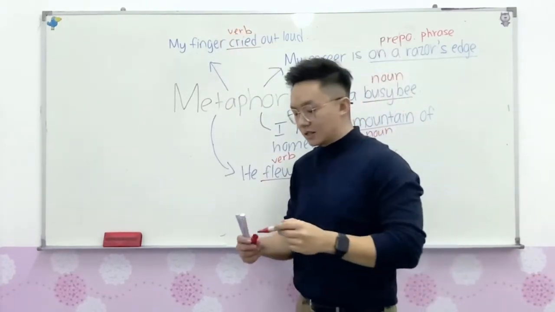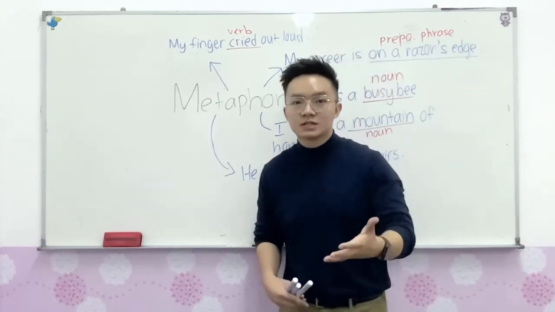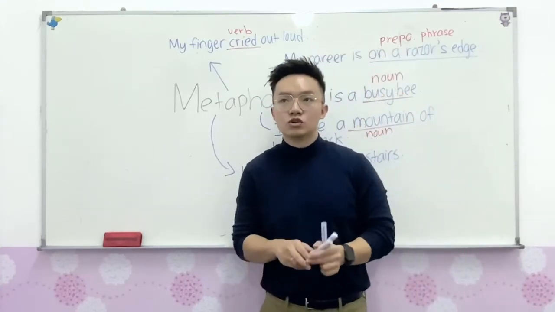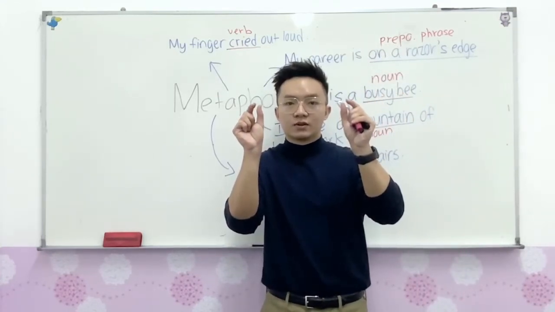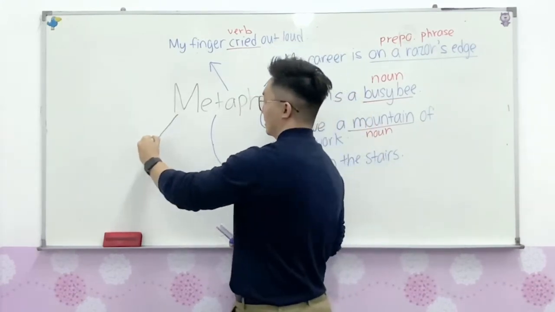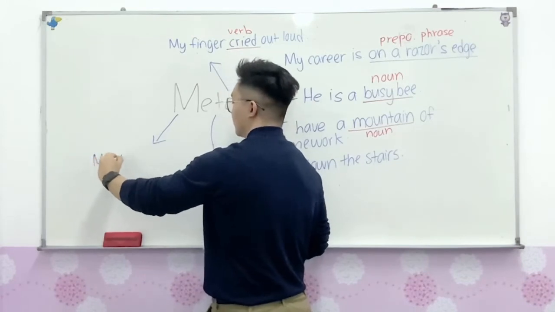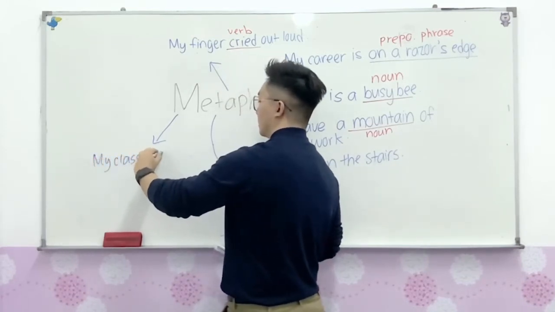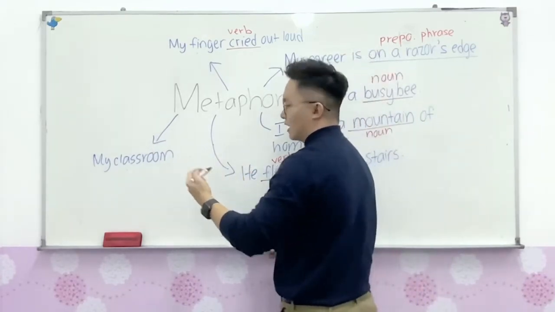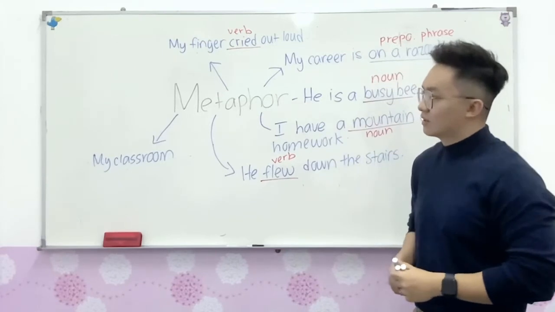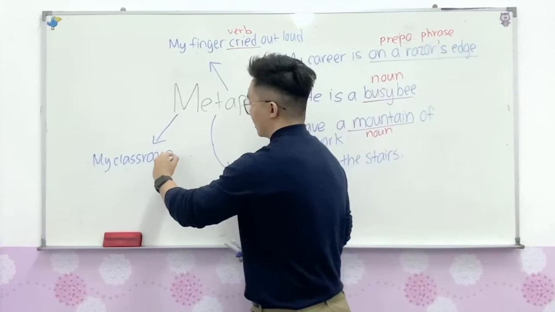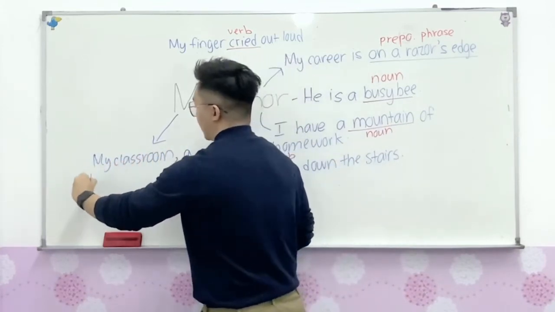And the last one will be the appositive phrase. When it comes to an appositive phrase, you use two commas to describe something. Let me write something like this: my classroom, and then you put a comma. How do you describe your classroom? If it's very noisy, it looks like a zoo. So I write my classroom, a happening zoo.